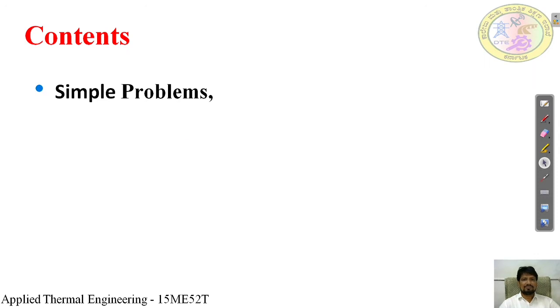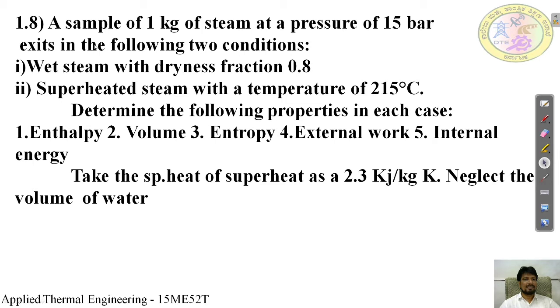Today we are going to solve a simple problem based on the formation of steam. So this is the given problem. A sample of 1 kg of steam at a pressure of 15 bar exists in the following two conditions. The first condition is wet steam with dryness fraction 0.8. So when it is wet steam, the dryness fraction is 80%, that is 0.8. The second is superheated steam with a temperature of 215 degrees centigrade. So when it is superheated, the temperature reaches 215 degrees centigrade.